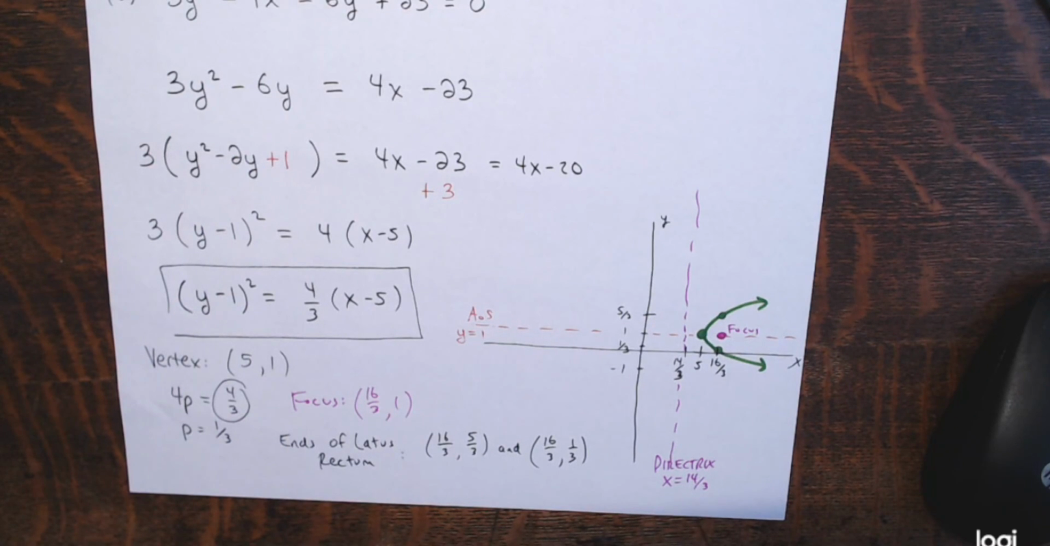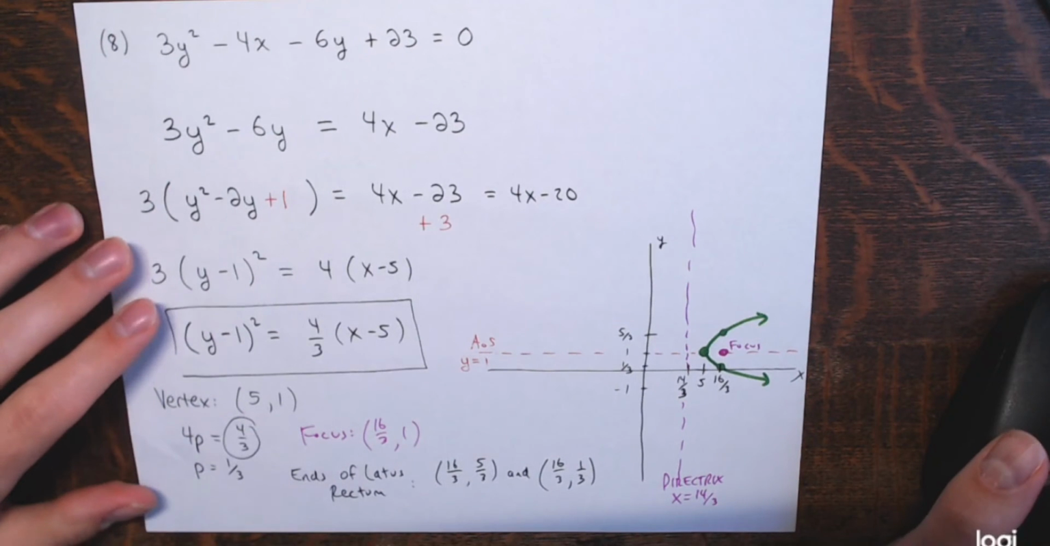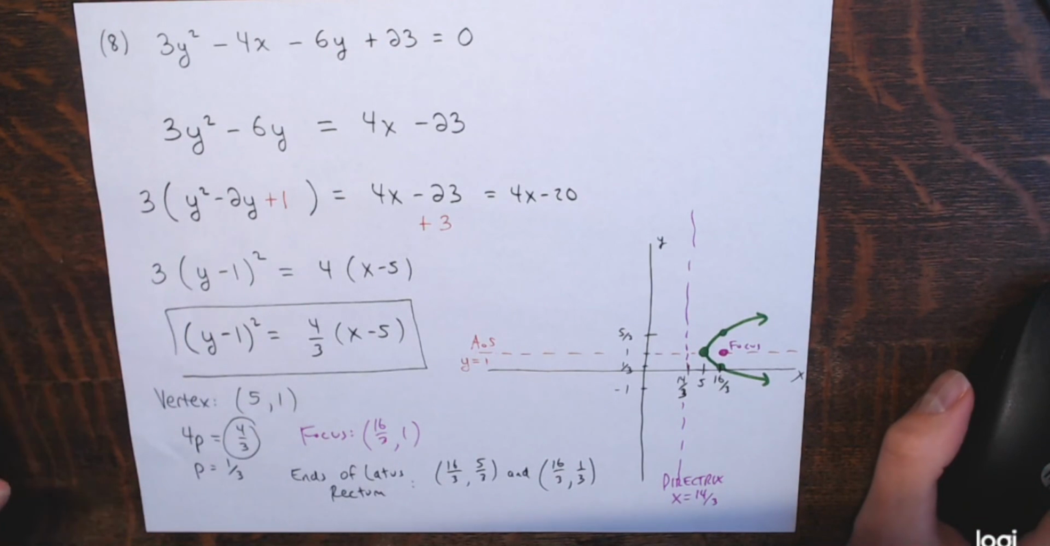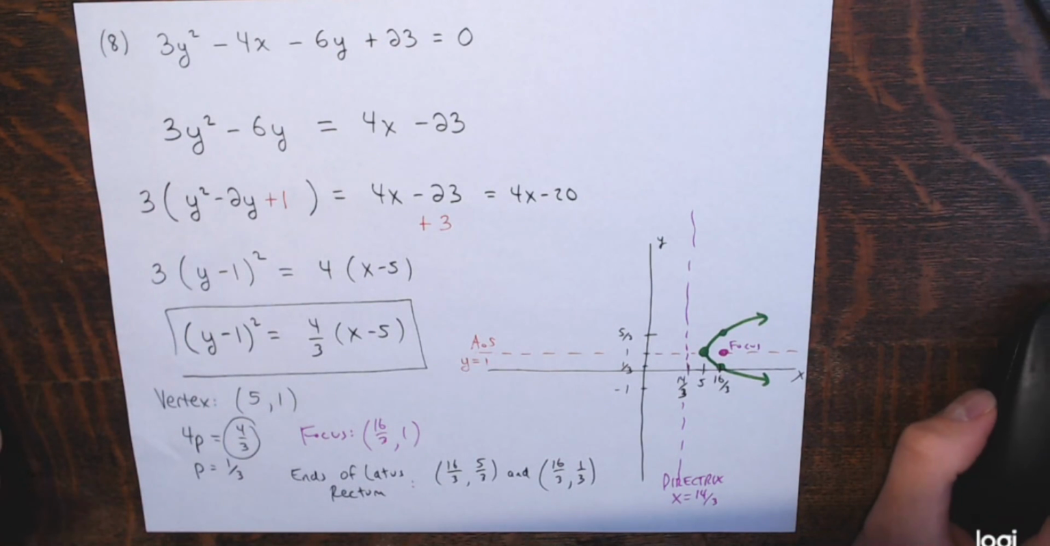All right. And I really hope that watching me go through these 8 examples helps you in some way when you're trying to graph a parabola whose vertex is not at the origin on your own.